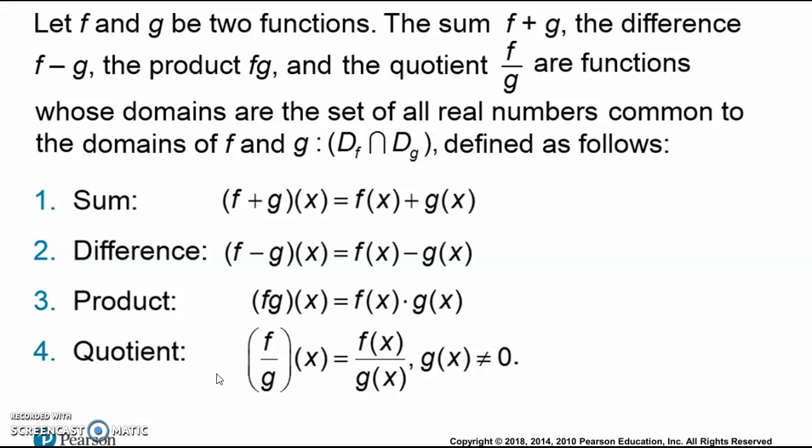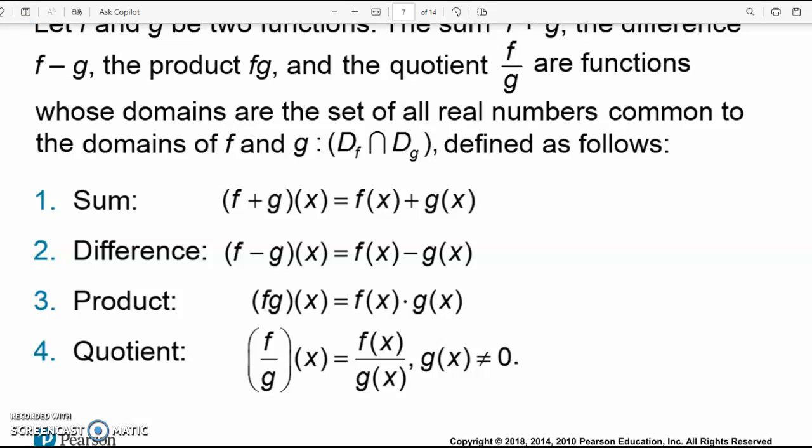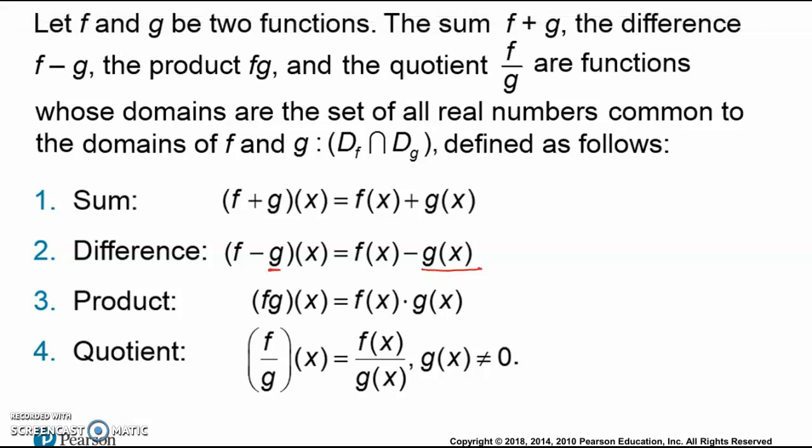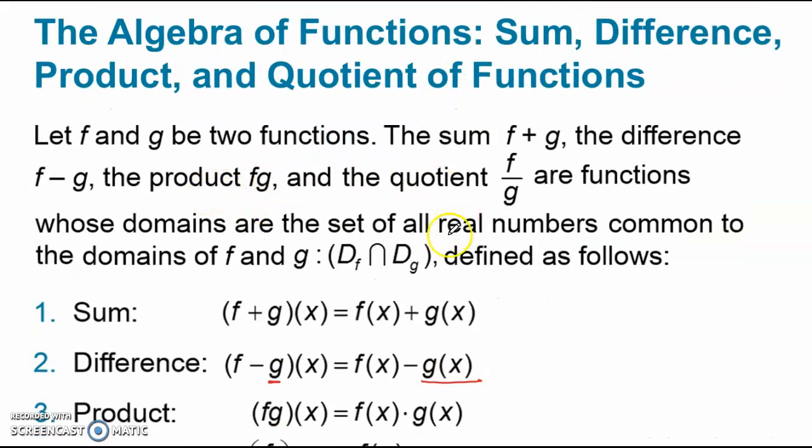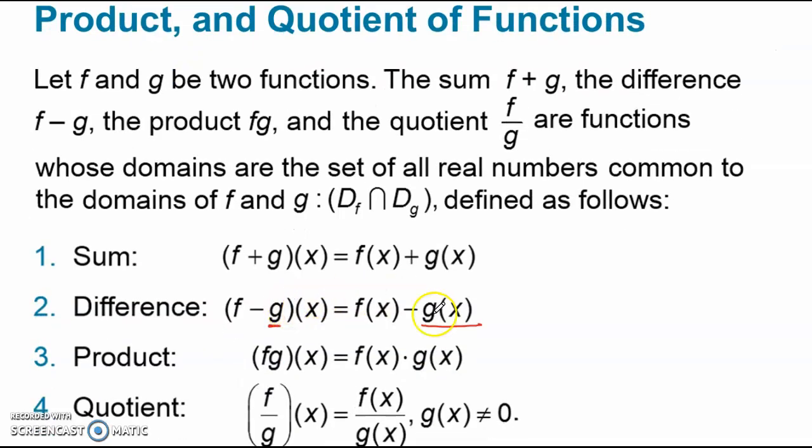So you'll see this notation. (f plus g)(x) is the same as f(x) plus g(x). (f minus g)(x) is the same as f(x) minus g(x). Whatever follows here, the second letter is what you're subtracting. (fg)(x) means to multiply the two functions together. And the last one, (f divided by g)(x), you take the bottom letter and that's what you're dividing by, f(x) divided by g(x). So you're going to do this and it will give you a new function.